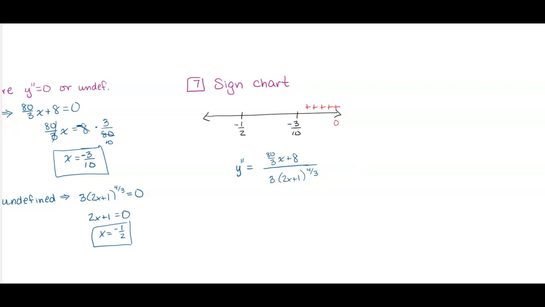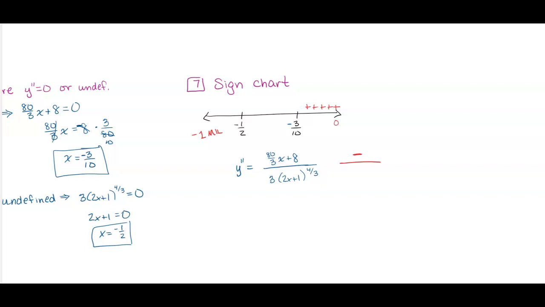All right, for this interval, I'm going to think about the number negative 1 million or negative 1 gazillion. On the top, I'm going to multiply it by 80 thirds. I don't know what that is, but I know it's negative. And then I'm going to add 8. Since this is a giant negative number, it's definitely bigger than negative 8. So when I add 8, it's still going to be negative.